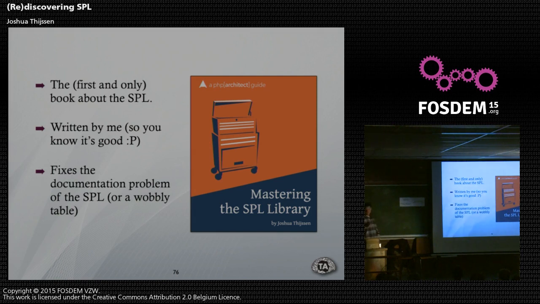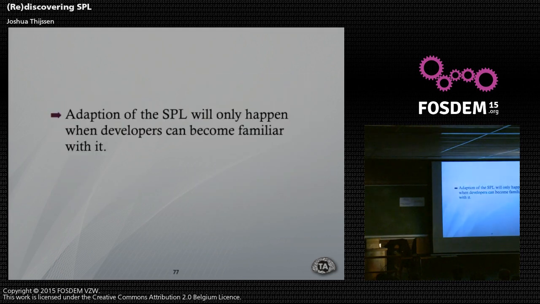However, commercial stuff aside, adoption of the SPL will only happen when developers can become more familiar with it. How old do you think SPL is? Like 3 years old? So that's like 10 years, 10 plus years. That's a long time. There's absolutely no reason. I understand when you say, okay, I can't move to PHP 5.5 because of hosting. You can use the SPL right now. You can create a pull request right now, put it in production as of now, it works.